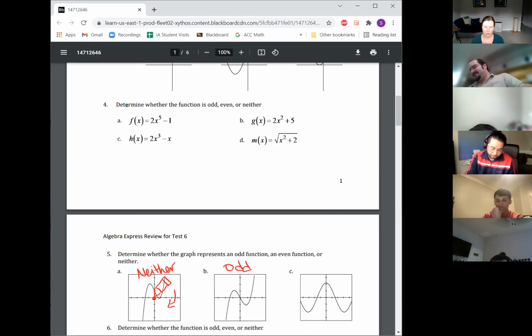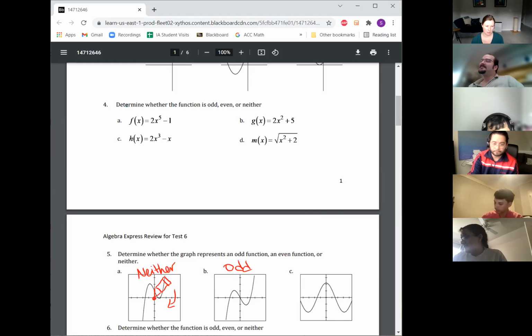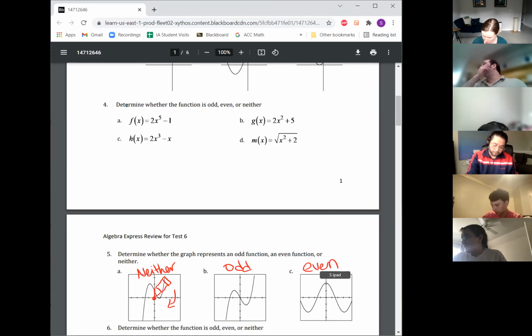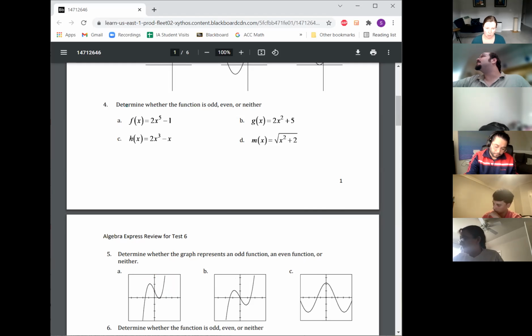All right, so Ganya, we're at you for 5C. You want to say it's even? And why is it even? Because of the symmetry on the y-axis. Yep, good, awesome.